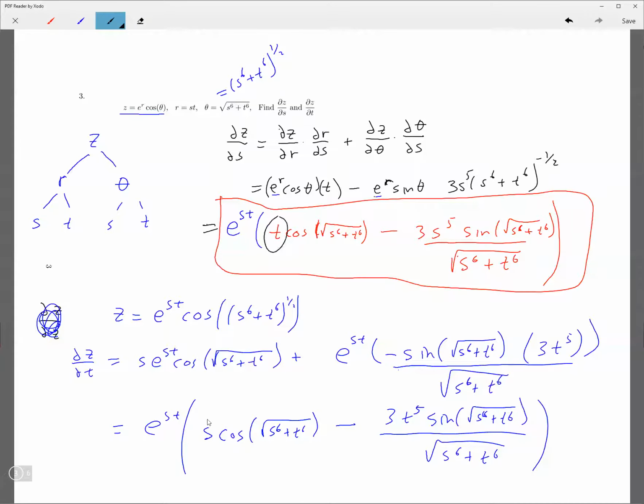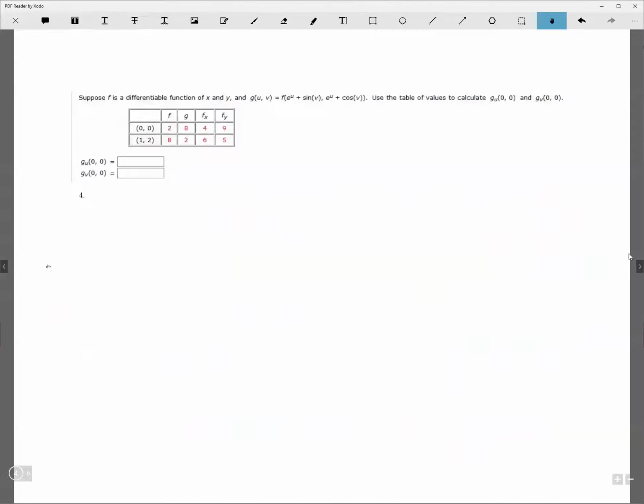So you change that t to an s and then this s to a t. Then those are the only differences right there. That's because s times t is the same as t times s, and then this is the same as the other one. Okay. So that's another way you could do it. You could have done other problems that way too, but we're just showing the chain rule.